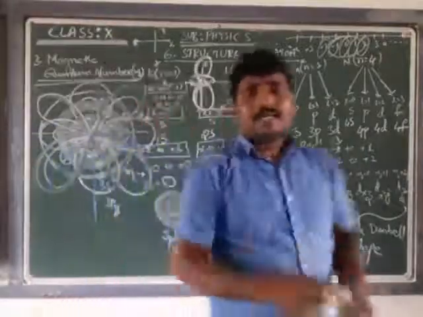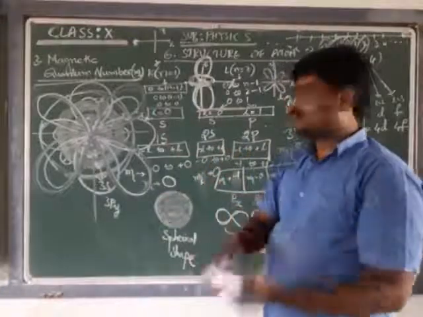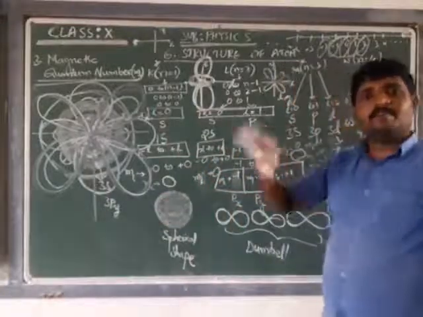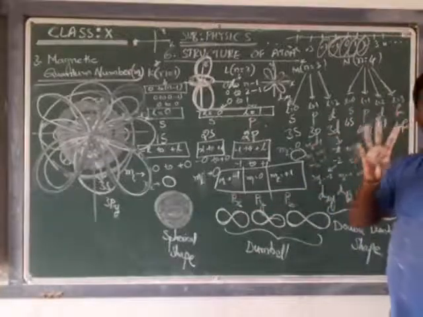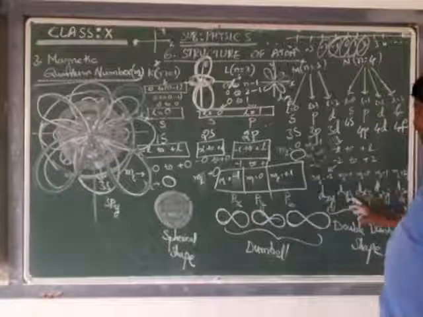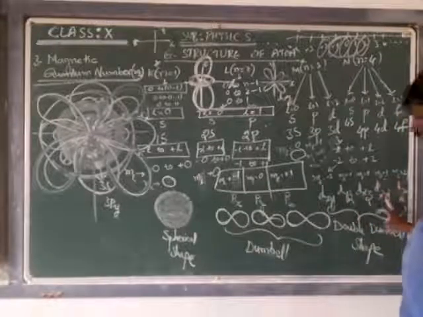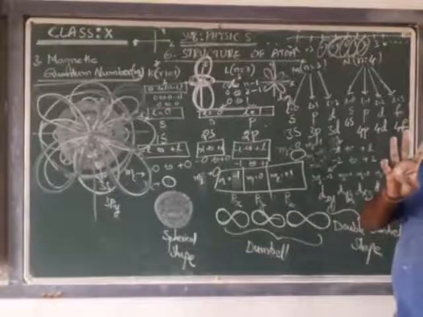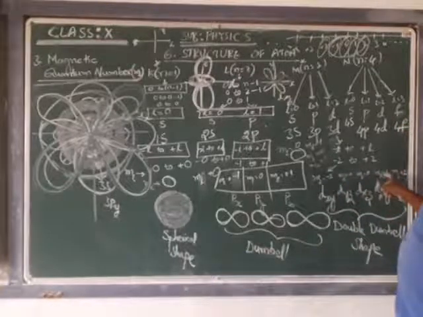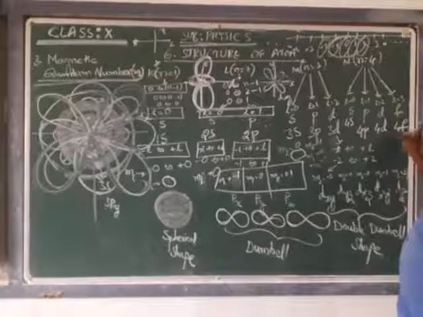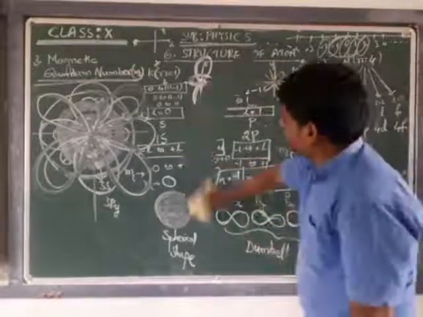Now that alignment, that orientation of S in the shape of a sphere, is understood. Orientation of P in the shape of a dumbbell, that we understood. Orientation of D consists of five orientations: dx square, dxy, dyz, dxz, dx square minus y square, and dz square. The five orientations will be -2, -1, 0, +1 and +2. For F, how many orientations are there and how it will be, that was our agenda now.